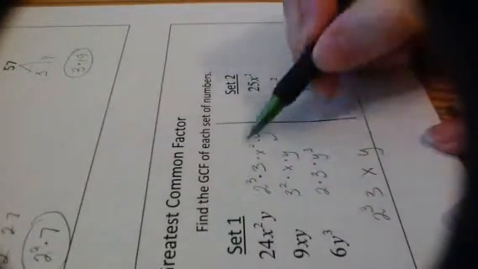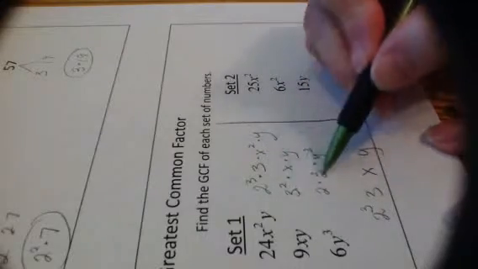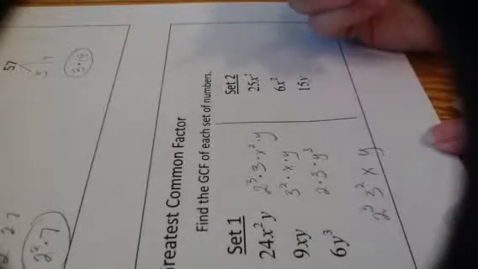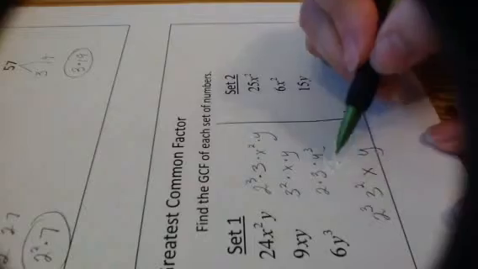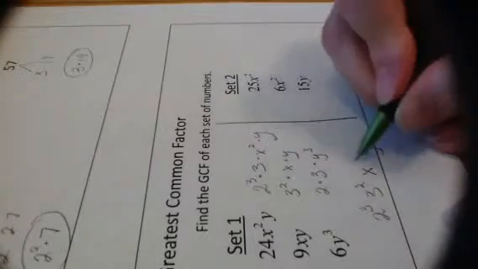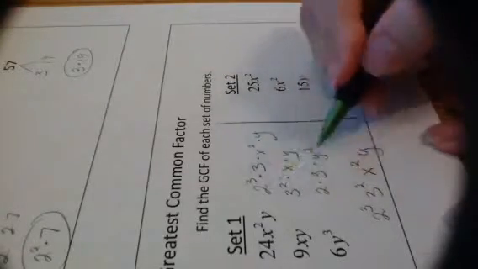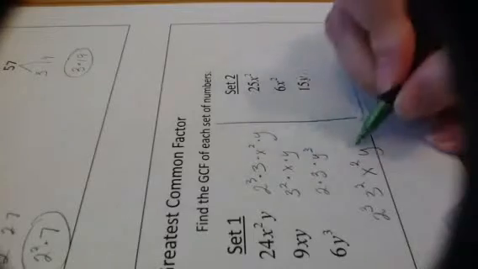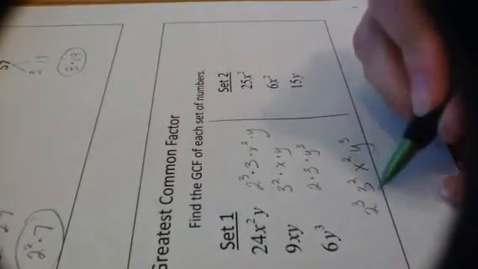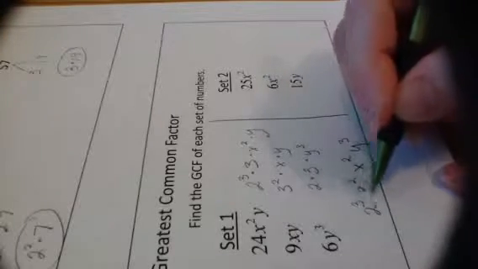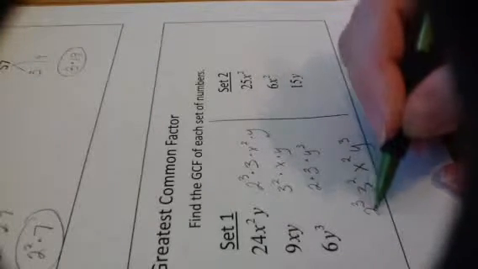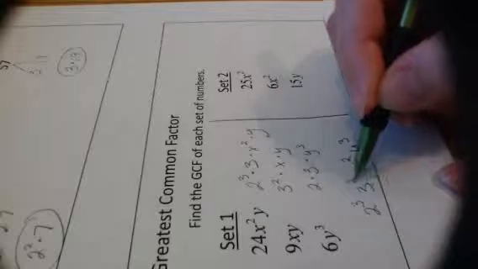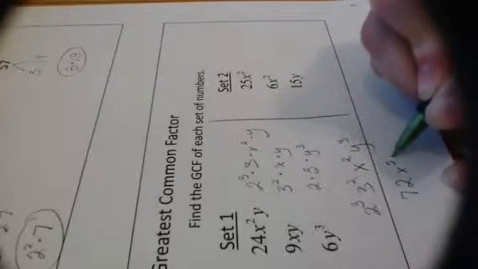We look through our 3's. The biggest exponent on any one of our 3's is squared. We look through our x's. The biggest exponent on an x is x squared. And we look through our y's. The biggest exponent is 3. So there's our greatest common factor. So the only thing we have left to do is multiply the numbers back out. So 2 to the third is 8, 3 squared is 9, 8 times 9 is 72, x squared y cubed is our greatest common factor.